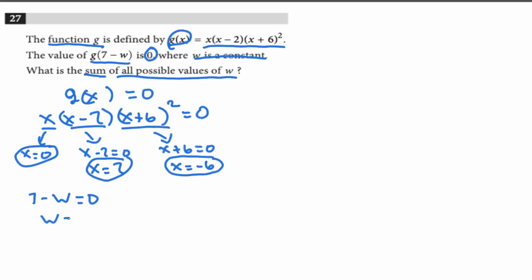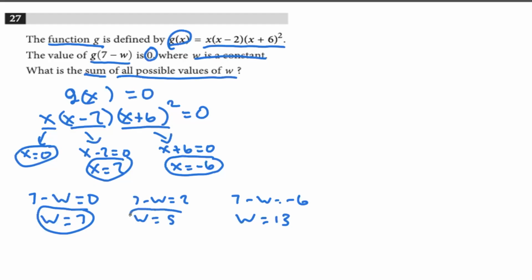So w equals 7. And then we'll get, what's the next one here? 7 minus w equals 2. w is 5. And then same thing here: 7 minus w equals negative 6. So then w is going to equal 13. And then would you look at that? We have all the values of w that we need: 7, 5, and 13. And now we can just sum those up.